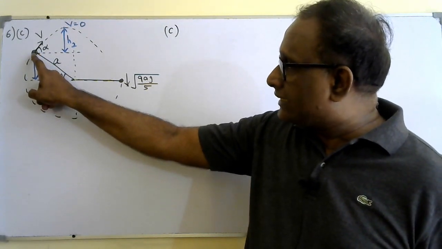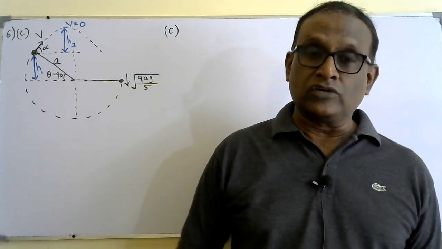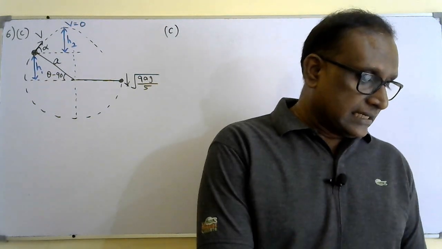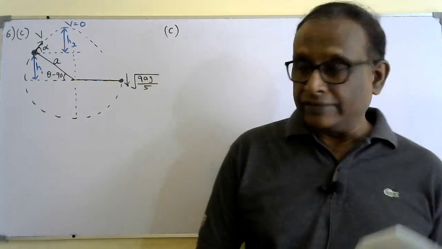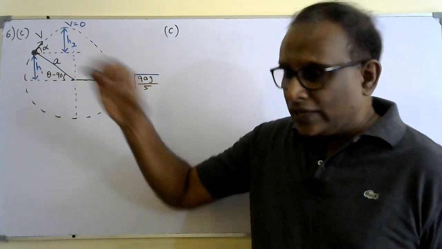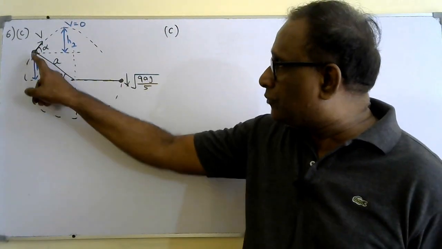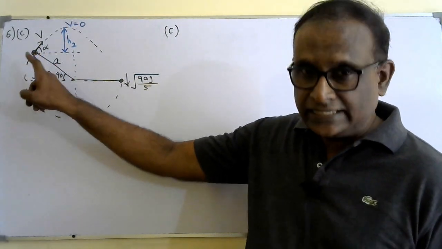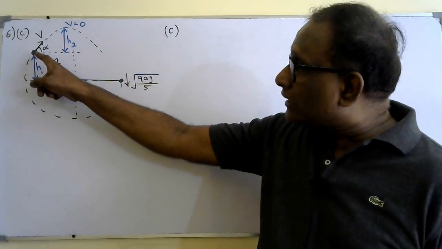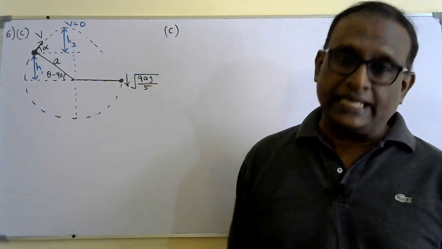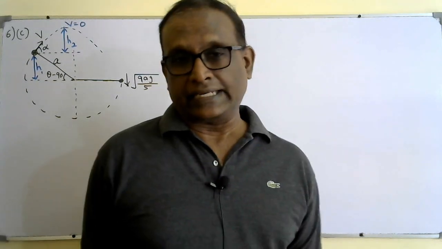But when the string slacks at this position, the speed is not equal to 0. We found the speed in the second part. We showed that the speed is the square root of 3ag over 5. So at that point, when the string just slacks, the speed is along the tangent, but beyond it, it won't follow a circular path. So what will happen? It's going to follow a projectile motion.